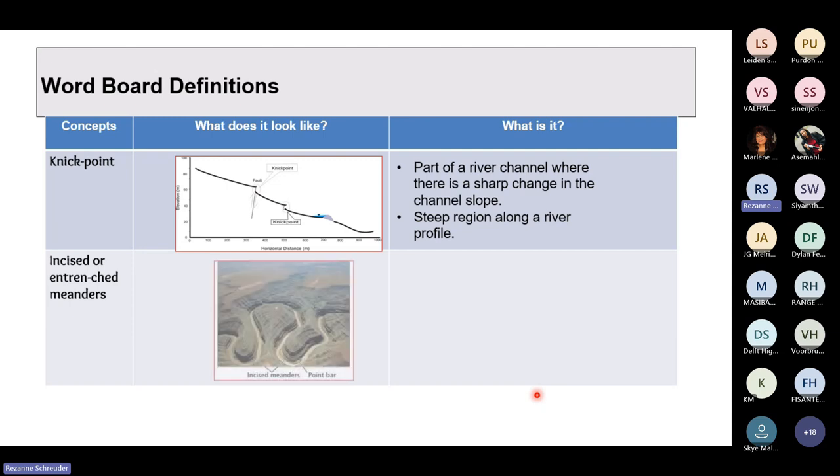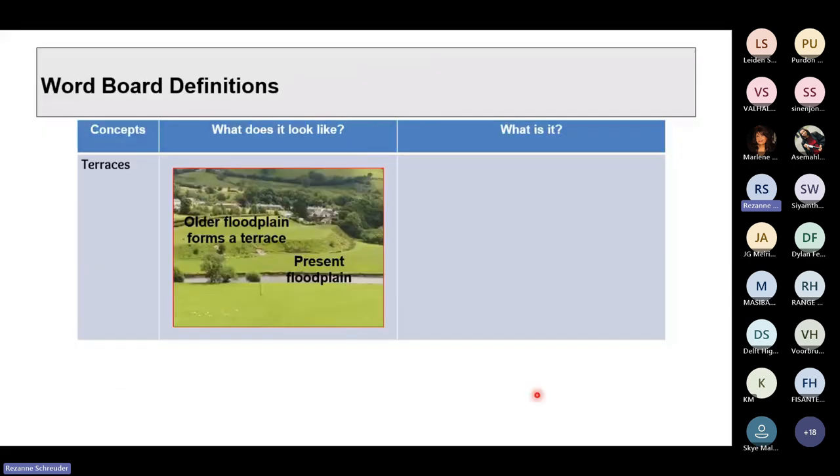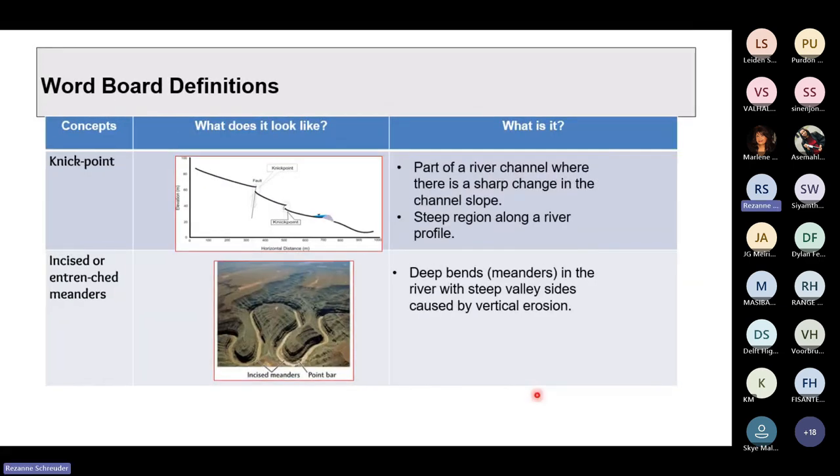What's interesting to note, and it's something that we don't see in a lot of textbooks, is the term incised or entrenched meanders. So these are deep bends in the river with steep valley sides caused by vertical erosion. So what we see over here in this photo is that the river has flowed past the area. You can see that the meander is there, but it almost looks like something has cut and chiseled the land and the profile of the land as that meander bends and as that river winds through the land.